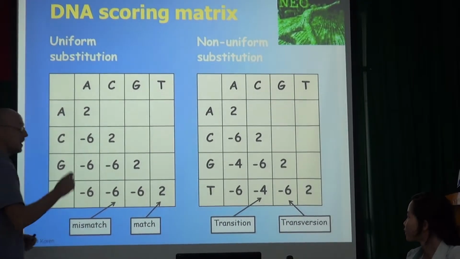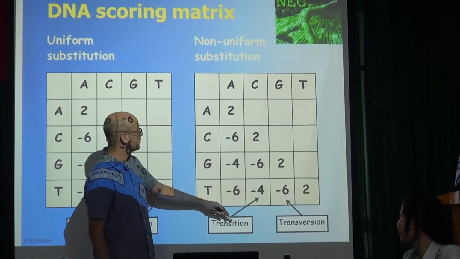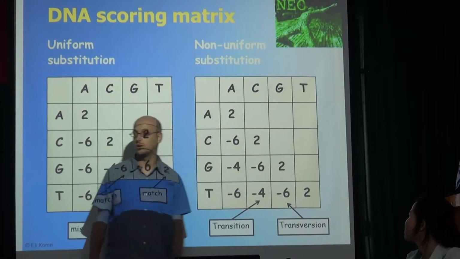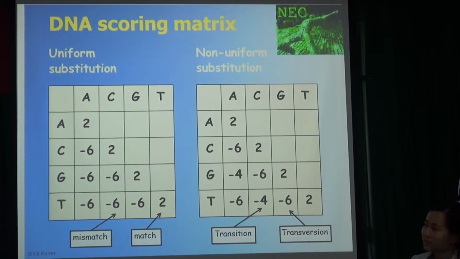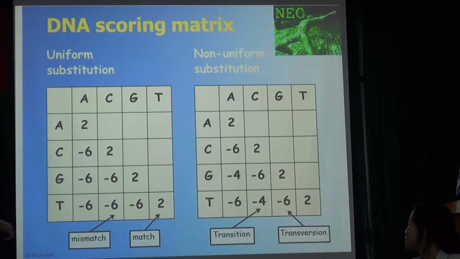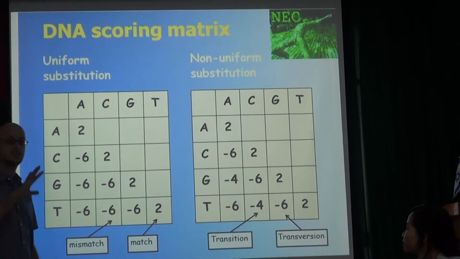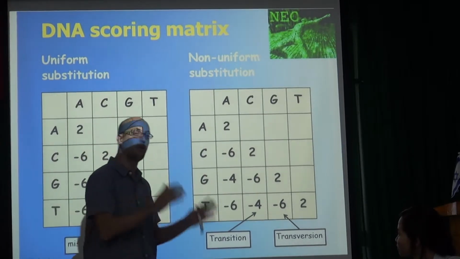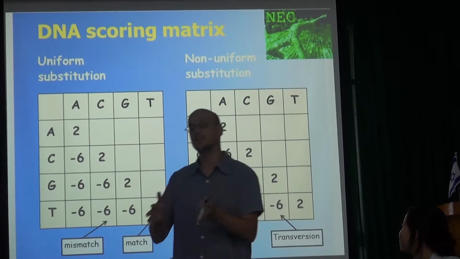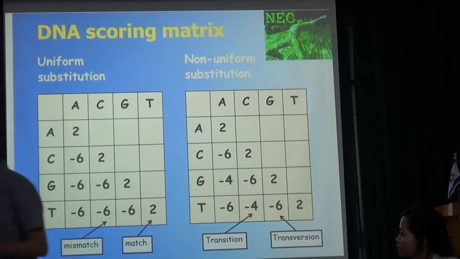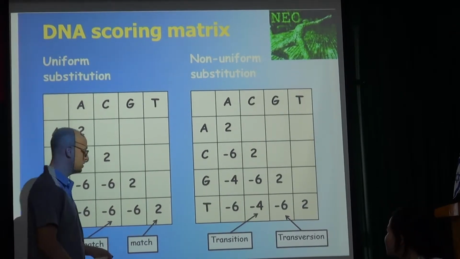Exactly. We have what we call transitions and transversions. So we are more likely to have, okay? Everybody understand this? Some mismatches happen more often than others. Some mismatches happen a lot. Some mismatches don't happen so often. What is the transition and transversion?